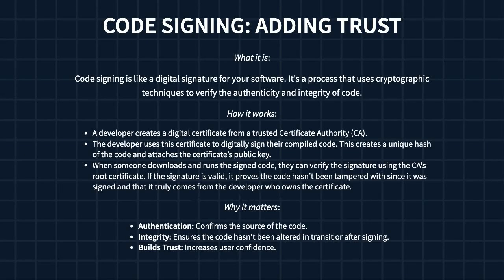Let's talk about code signing. Think of it as a digital fingerprint for your software. It's how you prove that the code you're running actually comes from who you think it does and hasn't been messed with along the way. Developers get certificates from trusted authorities, use this to sign their code, and then when users install it, it can check if the signature is valid, confirming authenticity and integrity. It's a really important step in building trust with your users.